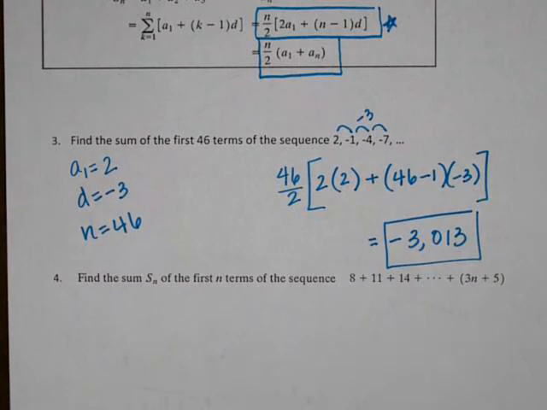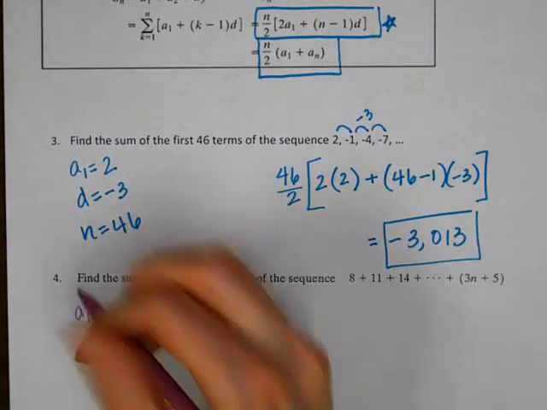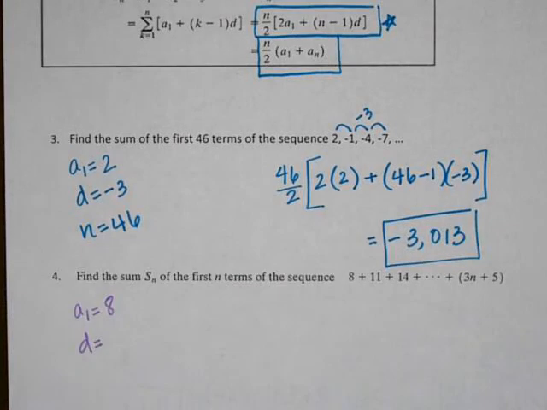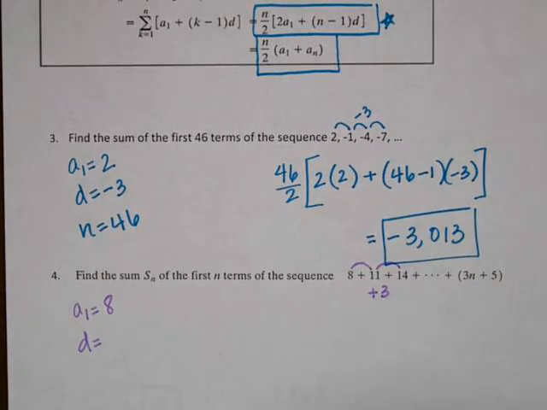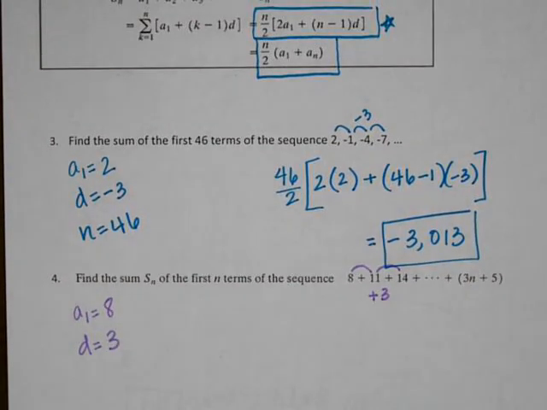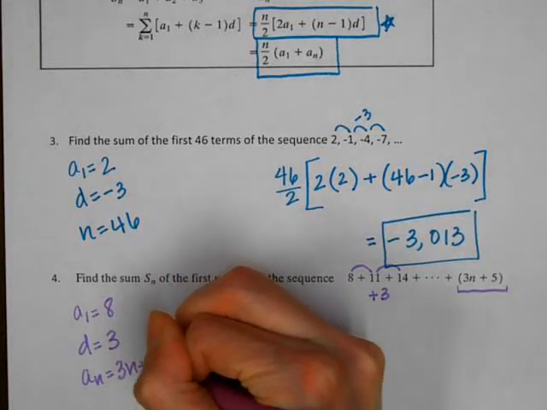Okay, same thing with number 4, except we're going to end up with an expression, not an actual number answer. So again, I'm going to list what I have. I know that a sub 1 is 8. All right, what's d? It looks like to get from term to term, we're adding 3. So d is going to be positive 3. And it also looks like we have the last term, which is a sub n. So that's 3n plus 5. That's what we have.